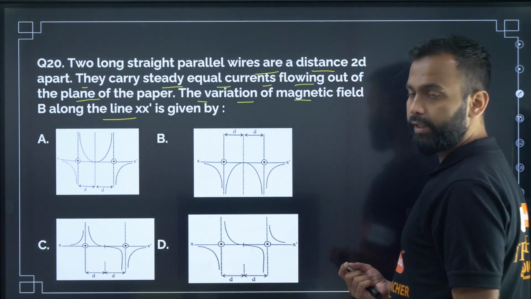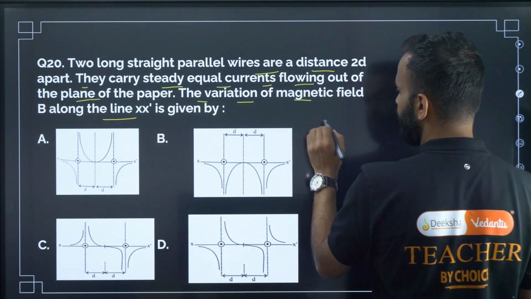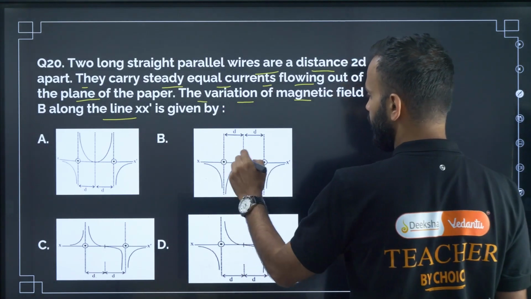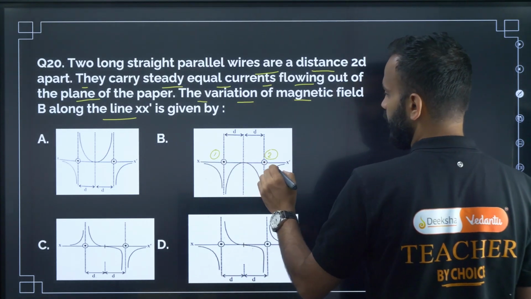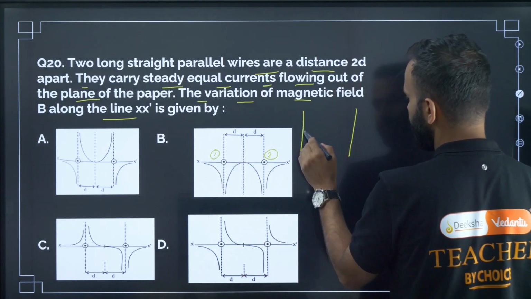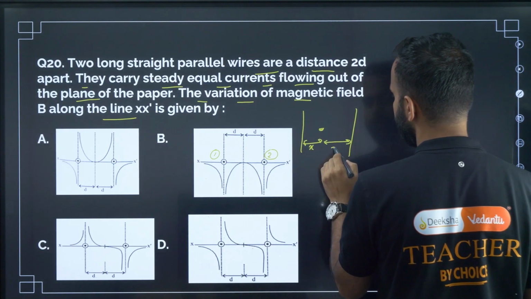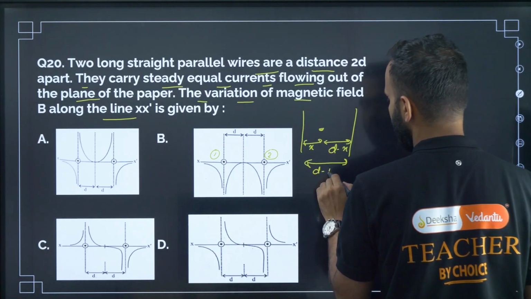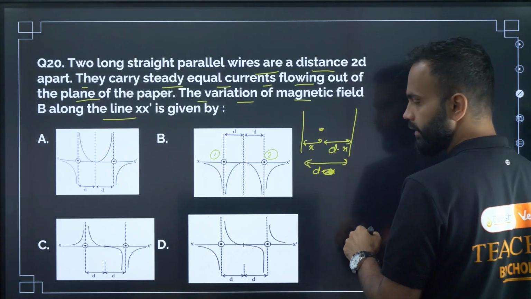Let us find the point where the net magnetic field is 0. Net magnetic field is 0, that is magnetic field due to the first wire is equal to magnetic field due to the second wire. Let's say these two are wires, right? At this point the magnetic field is 0, and the remaining distance will be d minus x, right?